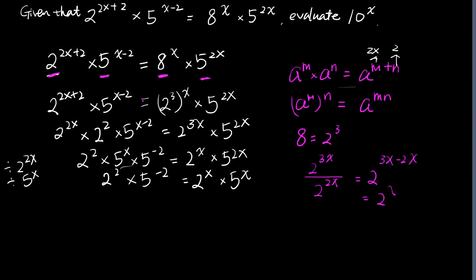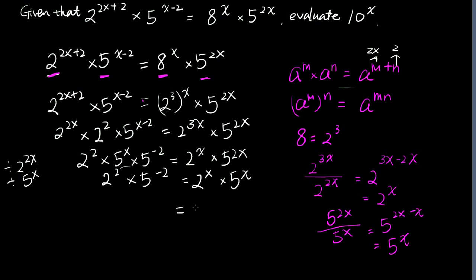So the right hand side, (5 to the power of 2x) divided by 5 to the power of x gives me 5 to the power of 2x minus x, which is 5 to the power of x. Okay.